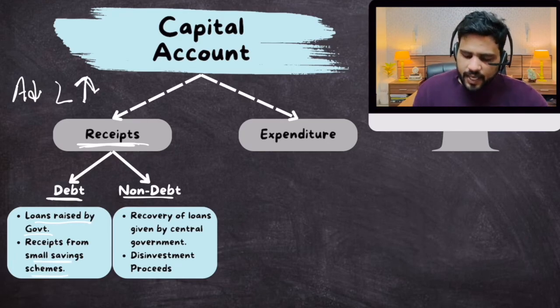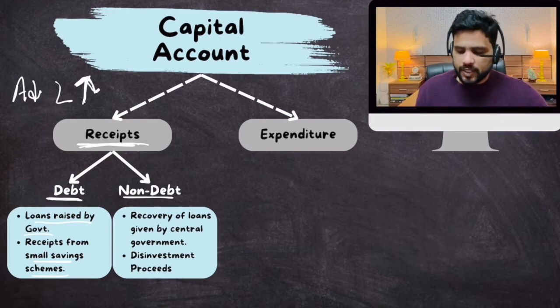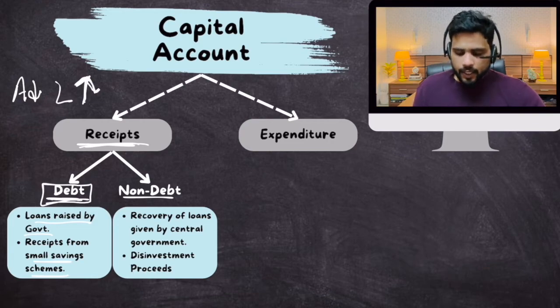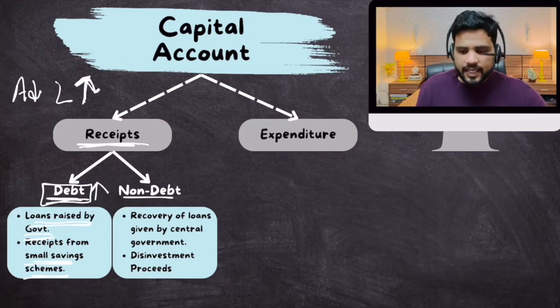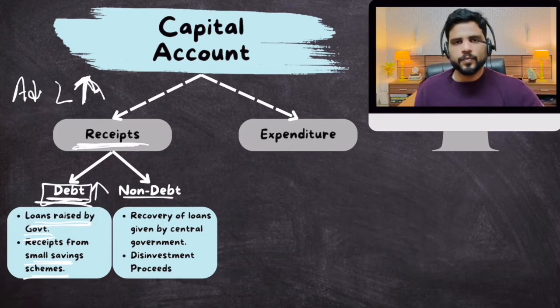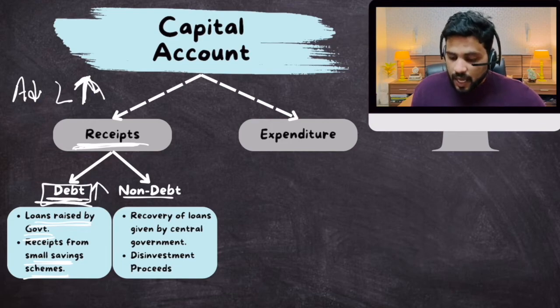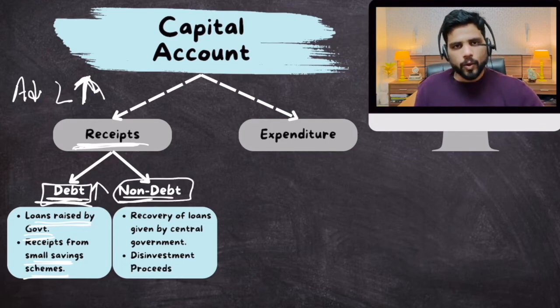Now, these increase government's liability because these increase government's debt, right? So loans received by the government, money received in these small saving schemes increase the debt of the government. That is why they are called debt creating receipts. And because they are increasing liability, they are called capital receipts. But some capital receipts are non-debt. Okay. Now listen to me carefully.